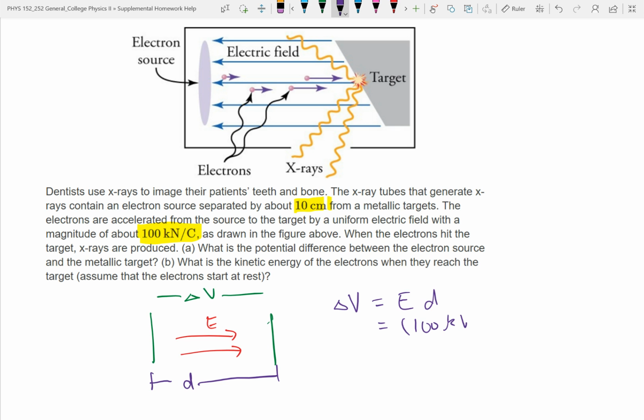100 kilonewtons per coulomb times 10 centimeters, but what am I going to use? Meters. Yes, 0.1 meters. And so that's equal to 10 kilo-newton-meters per coulomb. What's a newton times a meter? A joule. So that's 10 kilojoules per coulomb. But a joule per coulomb is a volt, so that's equal to 10 kilovolts.